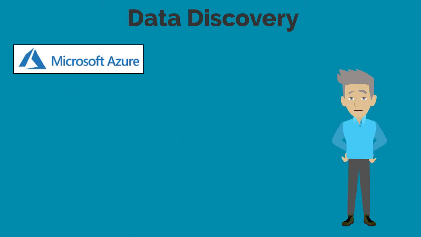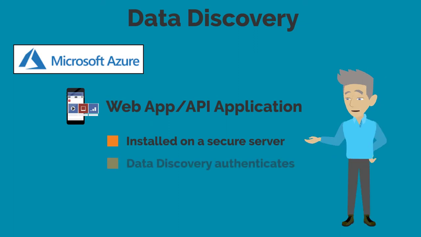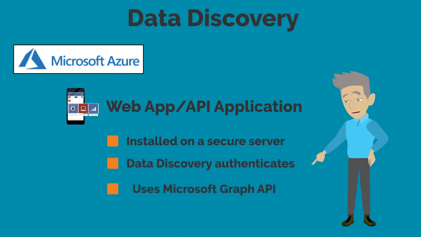A web app API application is installed on a secure server. Data Discovery authenticates the client request using the Microsoft Graph API.